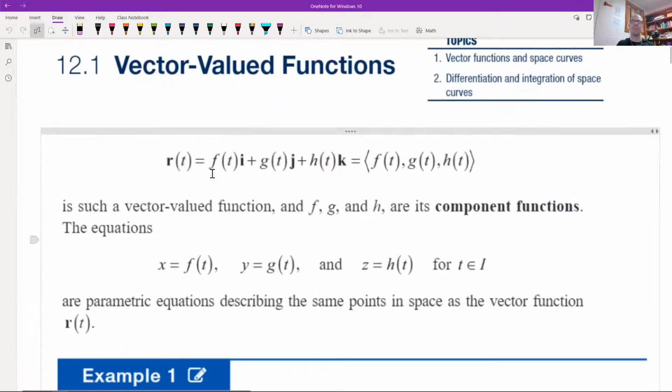Know that this vector notation is equivalent to writing out separate parametric equations: x equals some function of t, y equals some function of t, and z equals some function of t. So that's what we're doing. We're talking about space curves today.